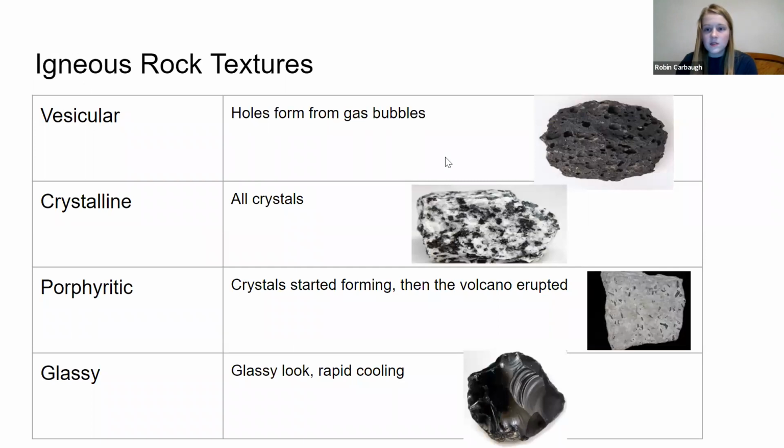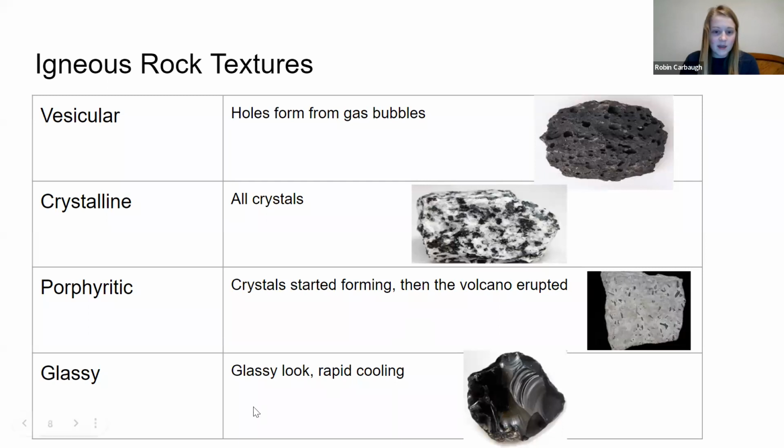Okay. So some common igneous rock textures that we'll be looking at. Vesicular rocks are when they form these holes like this from gas bubbles when they cool really quickly. Crystalline structures are just made up of all crystals, like this guy, really packed structure. Porphyritic textures are kind of a mix. Crystals started to form. We might have some small crystals in here, but then kind of in the process of cooling, it erupted. So it halted that kind of growing crystal formation, and it kind of just froze it in time like this.